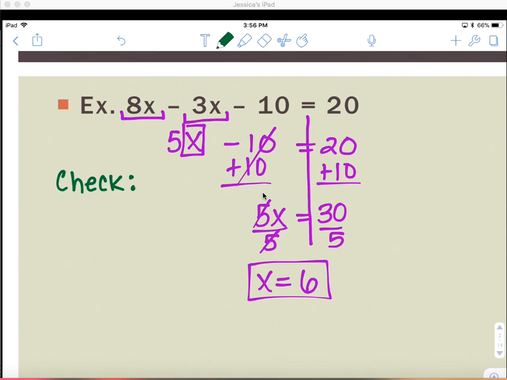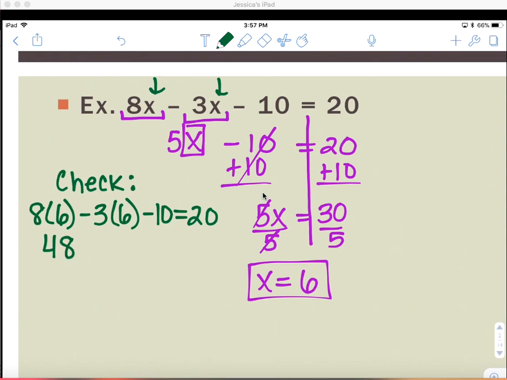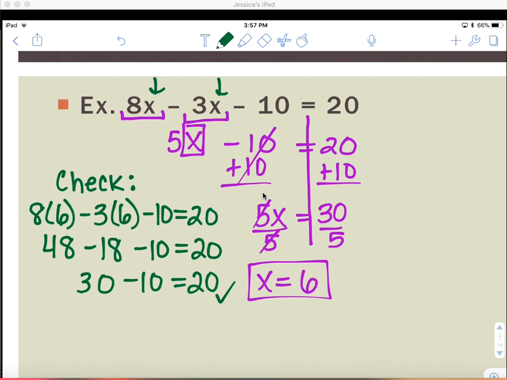I would always plug it back into the original. So I'm going to plug in 6 for both of my x's. I have 8 times 6 minus 3 times 6 minus 10 equals 20. Well, 8 times 6 is 48. 3 times 6 is 18. So then when I combine this, 48 minus 18, excuse me, gives me 30. And 30 minus 10 is 20. So I know I did it correctly.